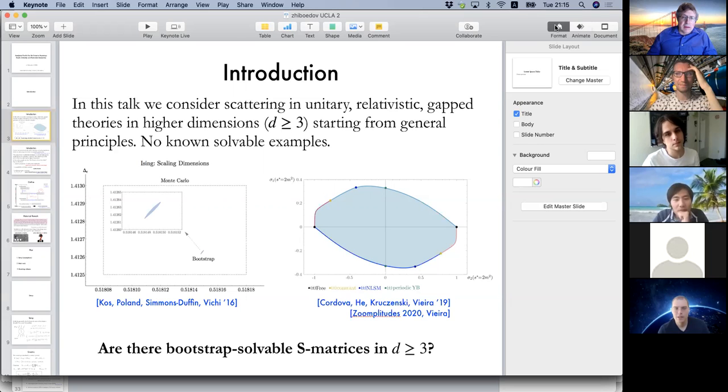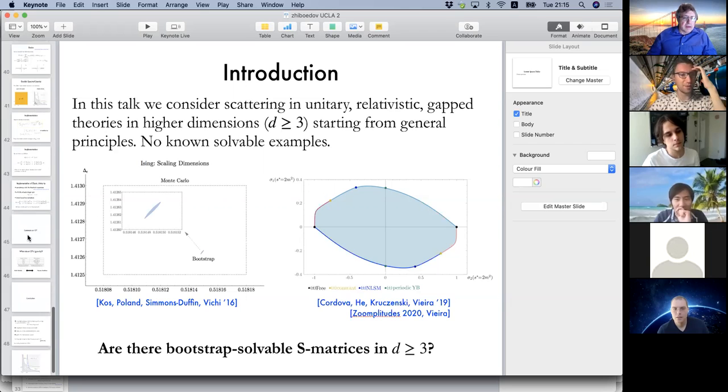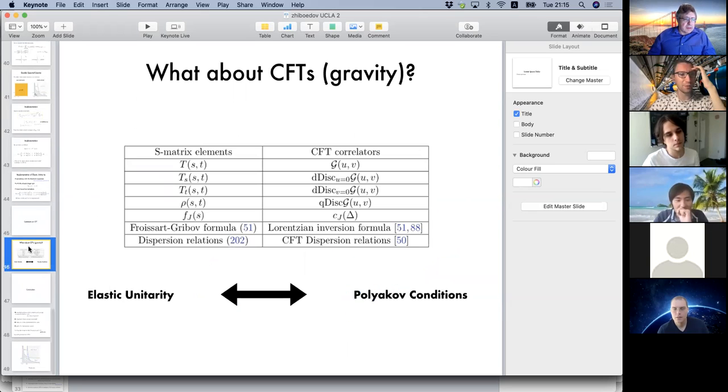Can you say something quickly about CFTs that you were hinting at? Yes, something about CFTs. For those of you who care about gravity, you might be really disappointed by the fact that the gap was so important. So let me say something interesting for you. There is a very direct map from what I told you.